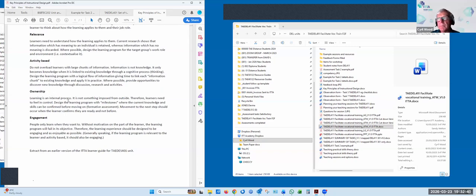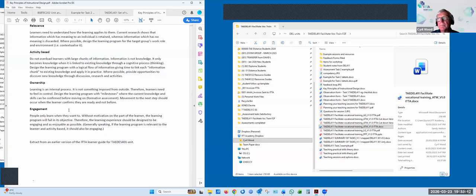Ownership. Now it says learning is an internal process, not something imposed from outside. So they're saying learners need to feel in control. What that means really is that if you provide them with the right resource, the right explanation, and what to do next, that they'll be able to get to grips with the subject and feel in control in that way, that they understand what's going on, what they need to do, or what's being explained, and so on. They've got relevance.